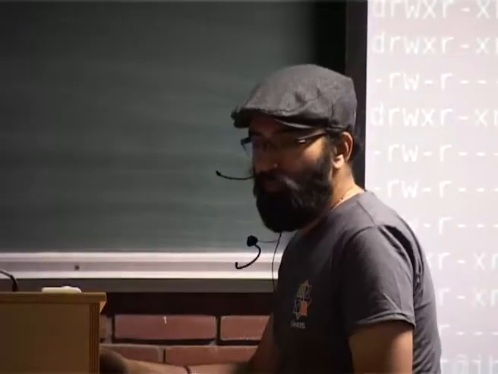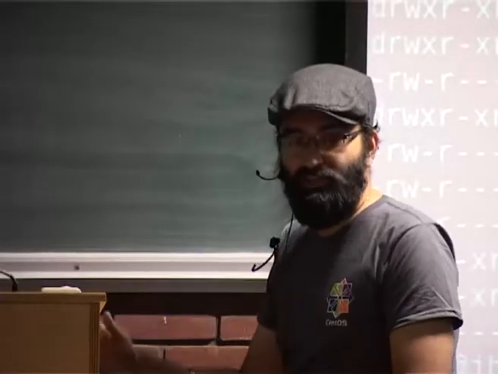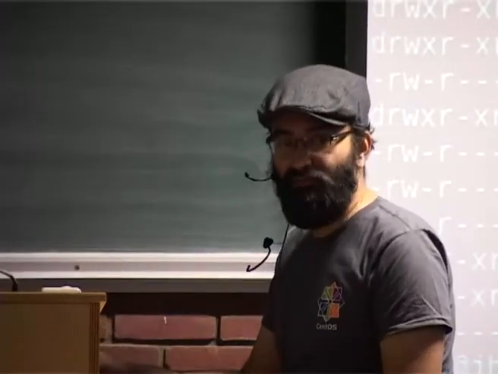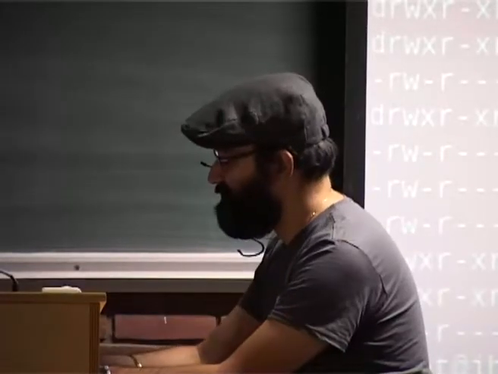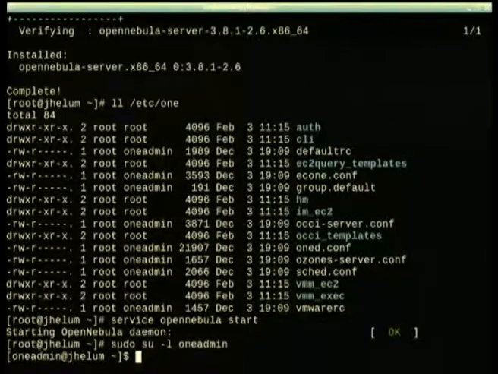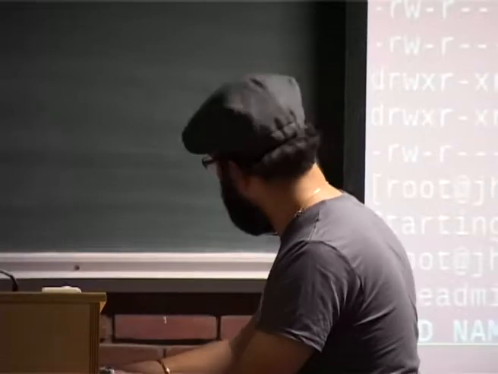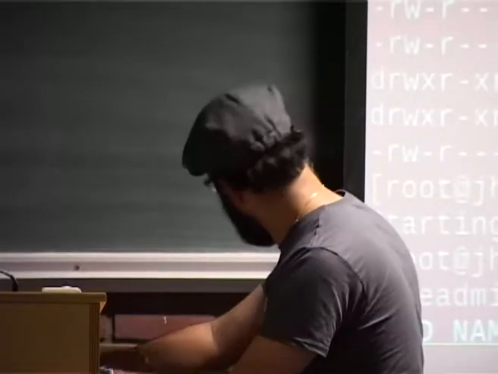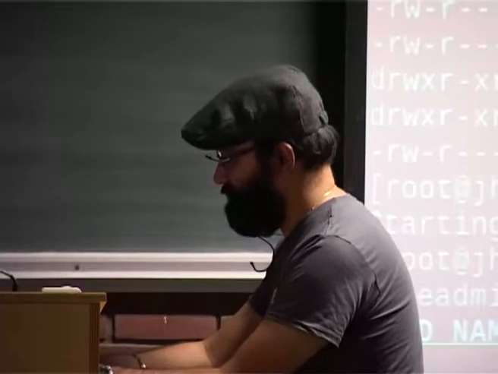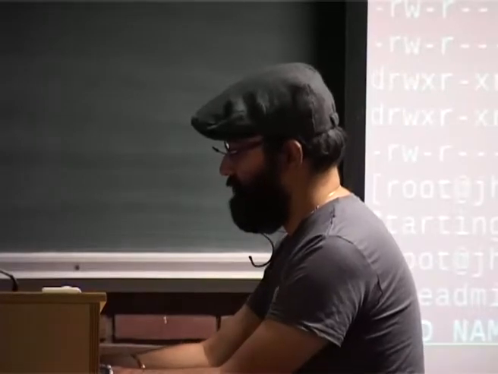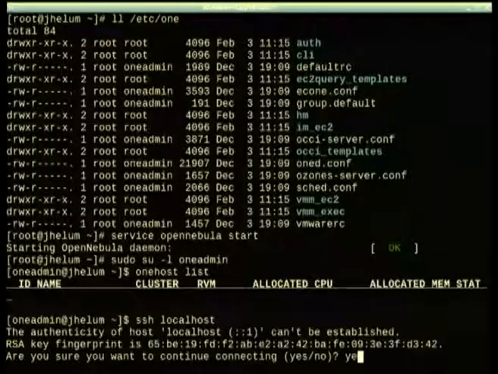So OpenNebula comes with two interfaces. You have the command line interface, which I'm quite fond of, and the web interface, which tends to make more sense to people when they're doing things for the first time. So we'll try and look at both of those. Change over into oneadmin, and we can now do onehost list, and we have no hosts in here at the moment. So we should be able to now go onehost. Actually, let's just do this.